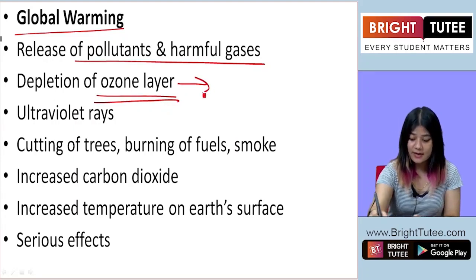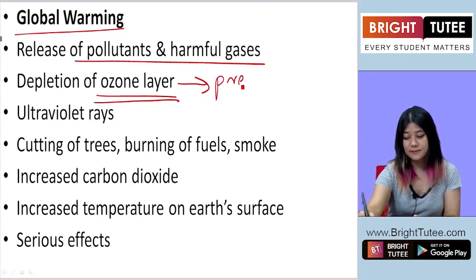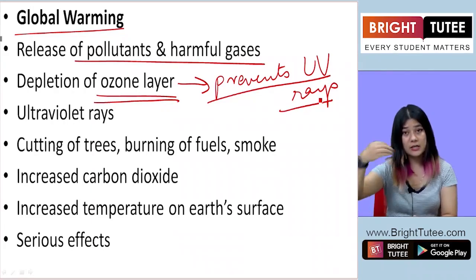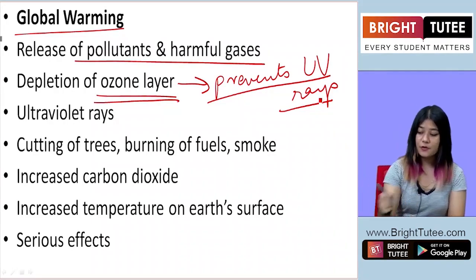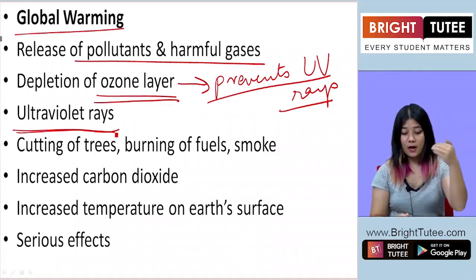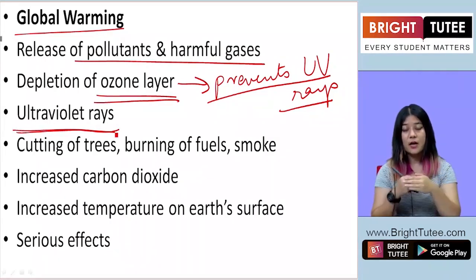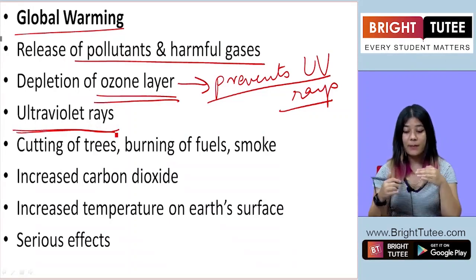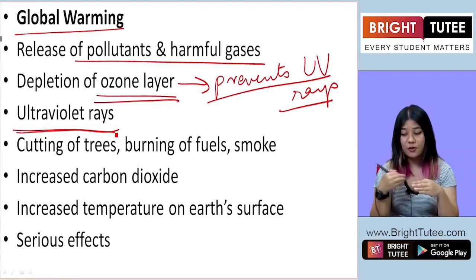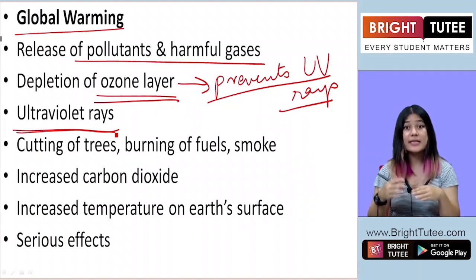Now this layer prevents UV rays from entering the Earth's surface. Okay, UV rays meaning ultraviolet rays. Now the protection of the Earth's surface by the ozone layer, by preventing the entry of UV rays, is good, right? That protects our Earth from warming.